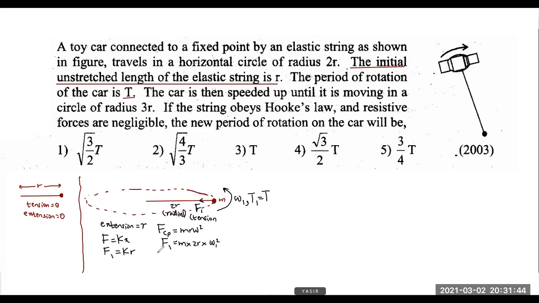F1 is kr. How did kr come? k is the spring constant, and r is the extension. Initially, it was r, now it is 2r. This is equal to m into 2r into omega squared. The question is about period of rotation, so I'm going to convert omega to T. We have learned omega can also be written as 2 pi over capital T. Angular velocity is equal to 2 pi divided by period of rotation. Therefore, for omega 1 squared, I can put 4 pi squared over T squared.